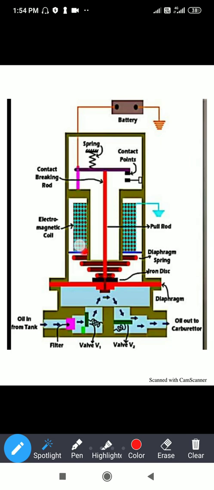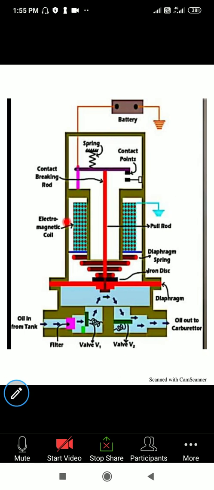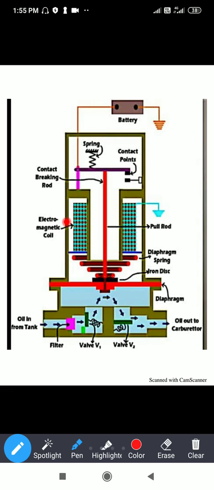solenoids. Okay, over here there are the magnetic coils, and you can see this is a pull rod, and this is a pull rod, and this is a contact point. Okay, there are two shoes. Now you can see the contact breaking rods. There are two shoes, okay, which are joining with each other. Now I will tell you what will happen when it joins. And this is a spring load, which is used for the compression or for applying the load. Okay, and over here you can see there is a diaphragm, a diaphragm spring.